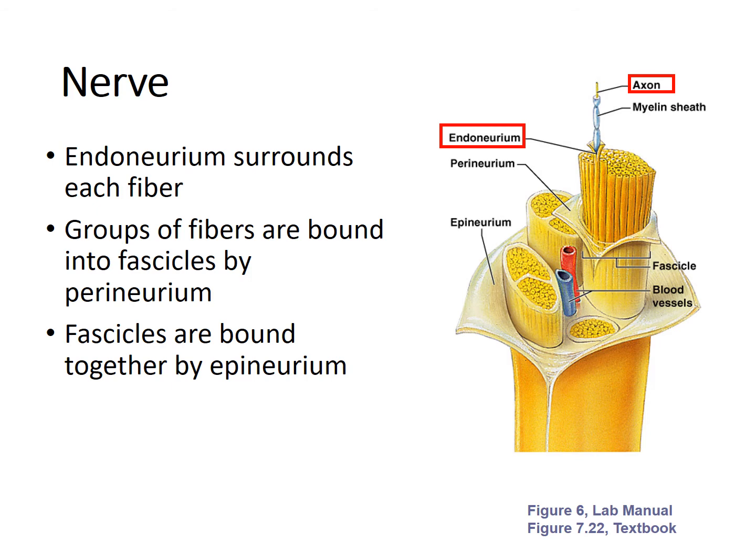A group of those axons, each surrounded by an endoneurium, is packaged together and surrounded by another layer of connective tissue called a perineurium. The perineurium encloses all of those axons into a structure called a fascicle. Fascicle means a bundle of sticks, aptly named because I suppose it looks sort of like a bundle of sticks. Several fascicles are then packaged together and surrounded by an outer layer of connective tissue called an epineurium.